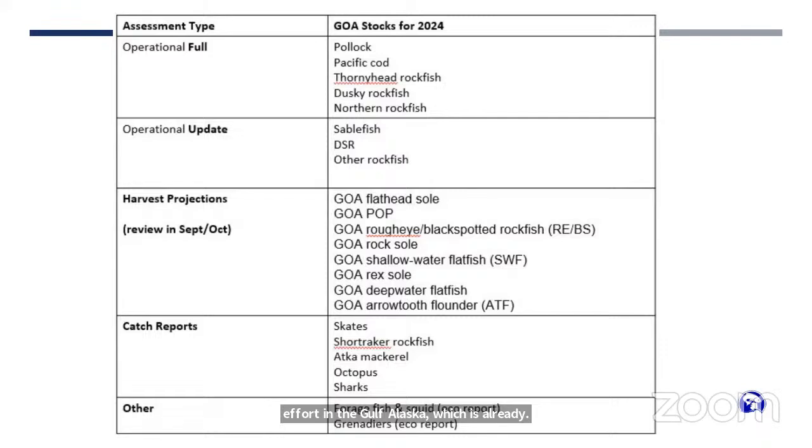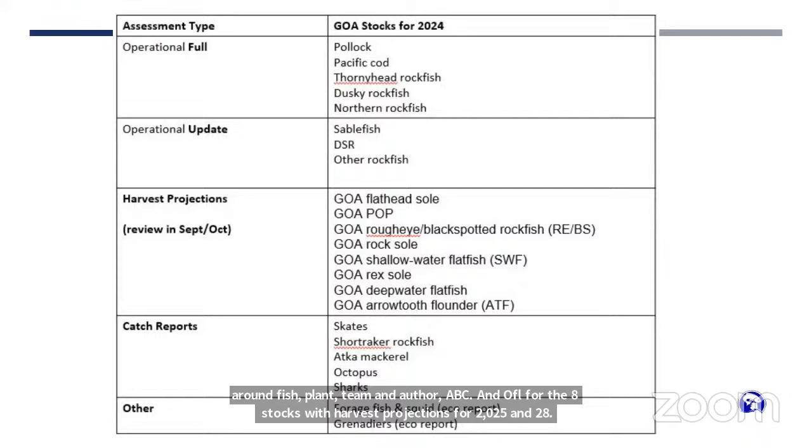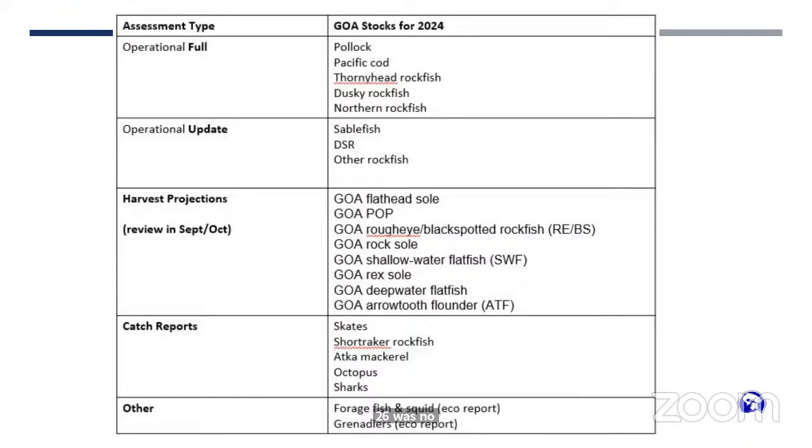We appreciate the update on the spatial apportionment and also commend the authors on the paper itself, which lays out the issues very clearly. Then with respect to harvest projections, the SSC concurs with the GOA groundfish plan team and author recommended ABC and OFL for the 8 stocks with harvest projections for 2025 and 2026 with no reductions from max ABC, I think, for any of them. Is that correct?